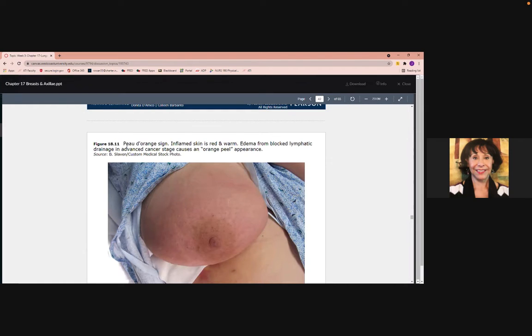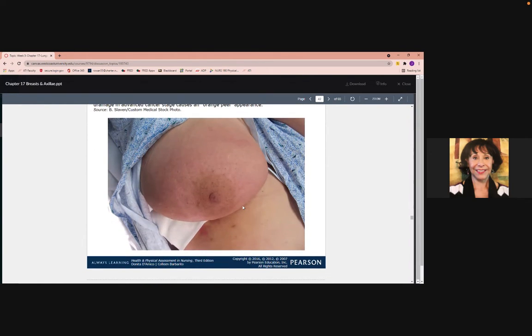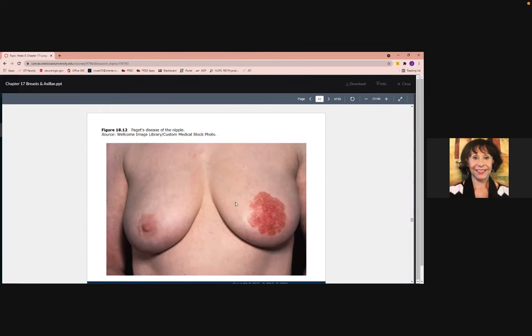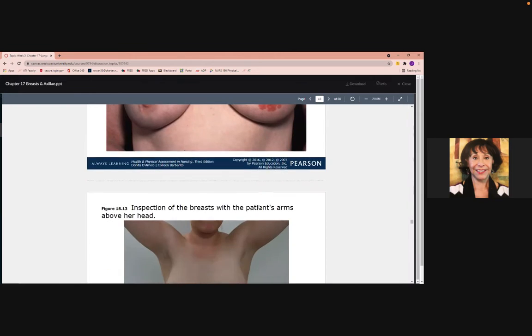This is, I don't know how to say this in French, the orange sign. The translation is literally like orange peel. That's how it looks. It is inflamed skin, red and warm, and edema from blocked lymphatic drainage in advanced cancer stages causes an orange peel appearance. So this type of appearance will happen whenever the woman is already in stage 4. And this is nice to know. Paget's disease of the nipple, nice to know.